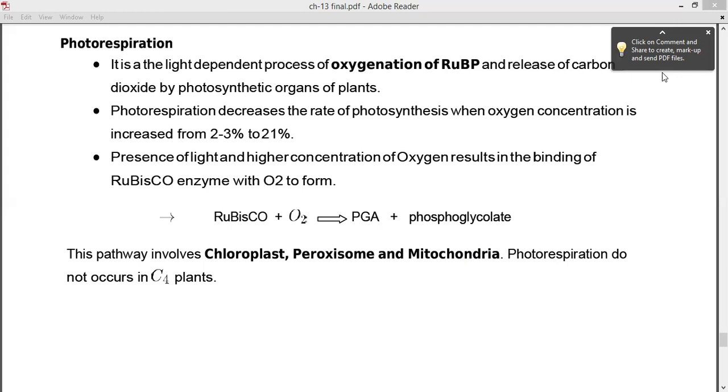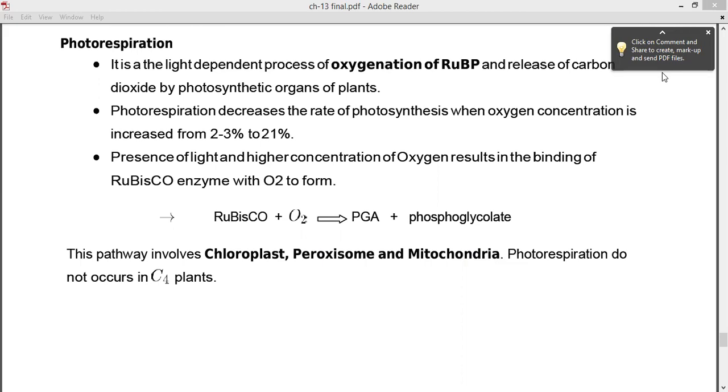That oxygenation of RUBP occurs in the presence of light, and here it binds with the Rubisco enzyme, that is RUBP carboxylase. So the Rubisco enzyme combines with oxygen, because when there is light and a higher amount of oxygen, at that time Rubisco has the ability to bind with the oxygen molecule, and upon the fusion of Rubisco and oxygen, PGA, that is phosphoglyceric acid, is formed, and along with that phosphoglycolate is also formed.